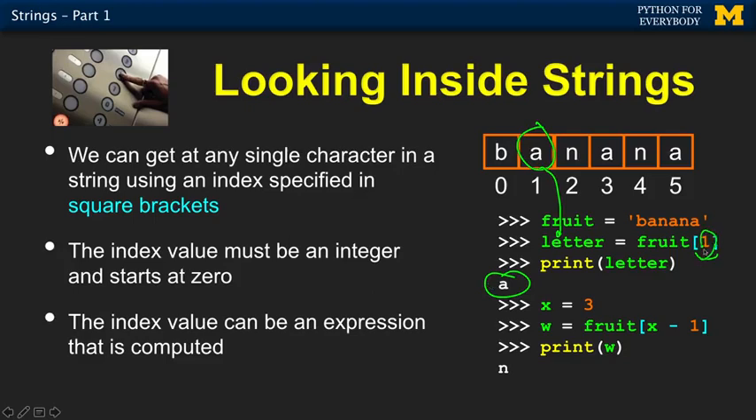This thing inside of the brackets can be an expression. It can be a variable. It can be anything you want. There's a constant. Here's an expression. X is 3. X minus 1. That becomes 2. So fruit sub 2 comes down here to X, and we see the N that comes out of that. So that's the index operator. We pronounce it as sub, fruit sub X minus 1 is how I pronounced that last little bit.